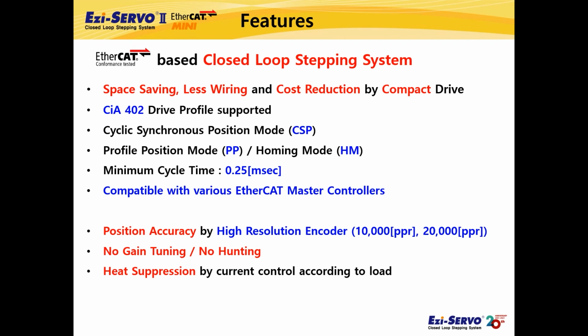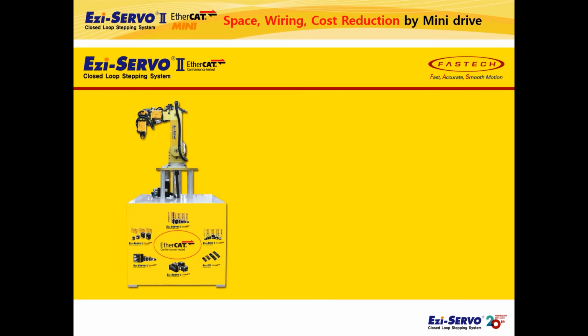So far, we have looked at the features of Ezi-SERVO EtherCAT Mini. In the next chapter, among the features introduced earlier, we will introduce an example of space, wiring, cost reduced by Mini-type drive, which is the most differentiated feature of Mini products through video. First, to explain space savings, wiring savings, and cost reduction, I will show you a 7-axis robot as an example.